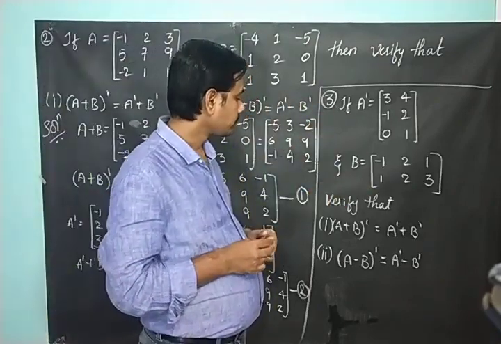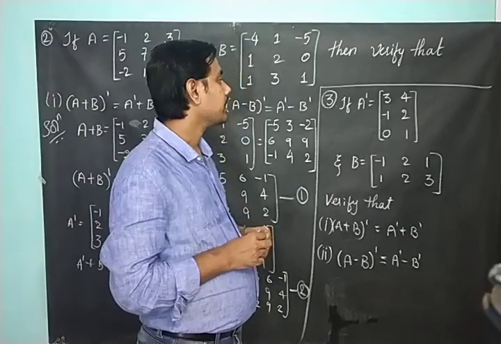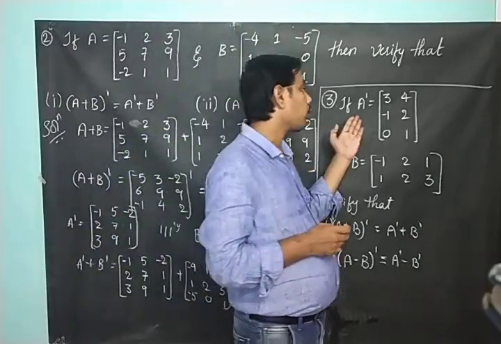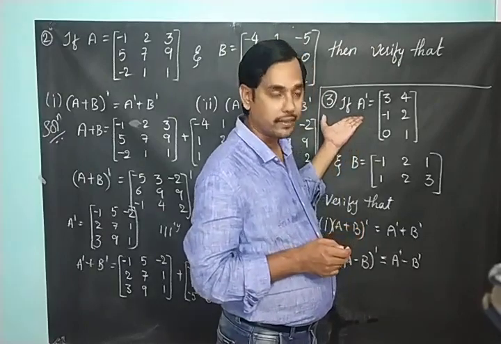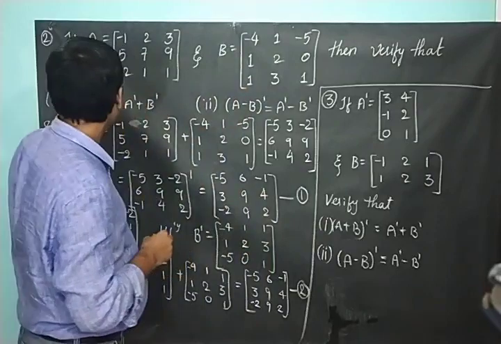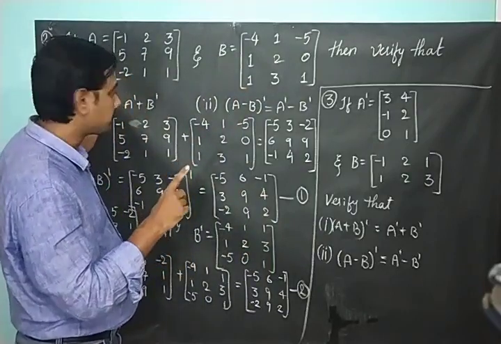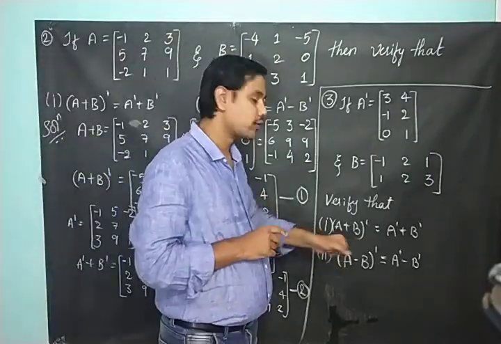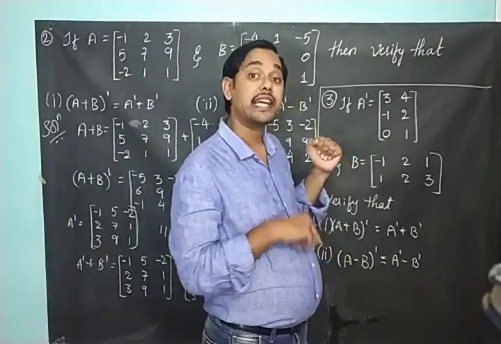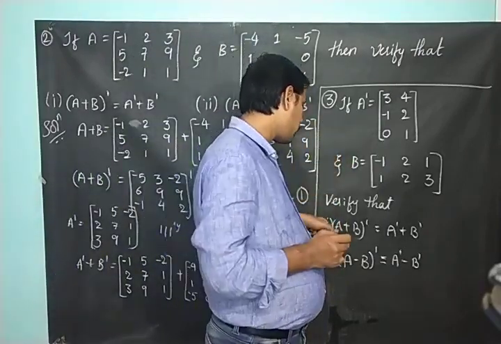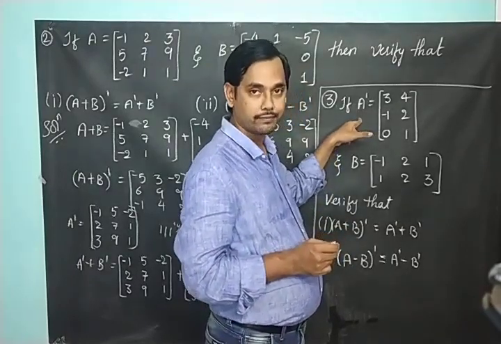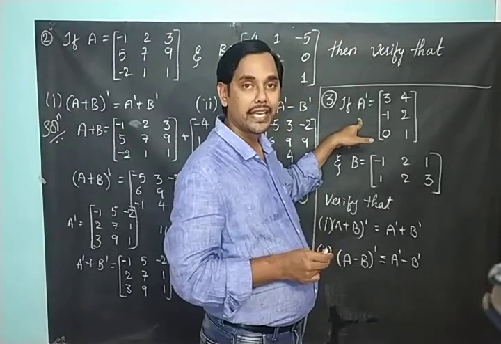Here the matrices are different. So what is given here? A dash is given and B is given. What should we find? The same results. (A plus B) whole dash should be equal to A dash plus B dash, and (A minus B) whole dash should be equal to A dash minus B dash. Here A is not given. A dash is given. So if you want to find (A plus B) whole dash, first you should get A from this matrix.